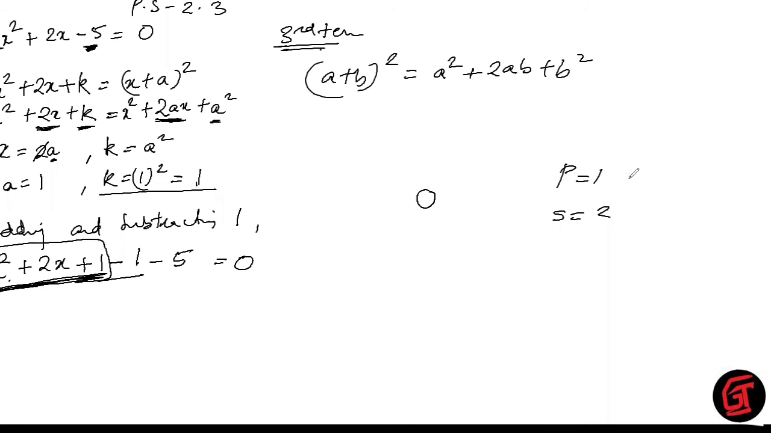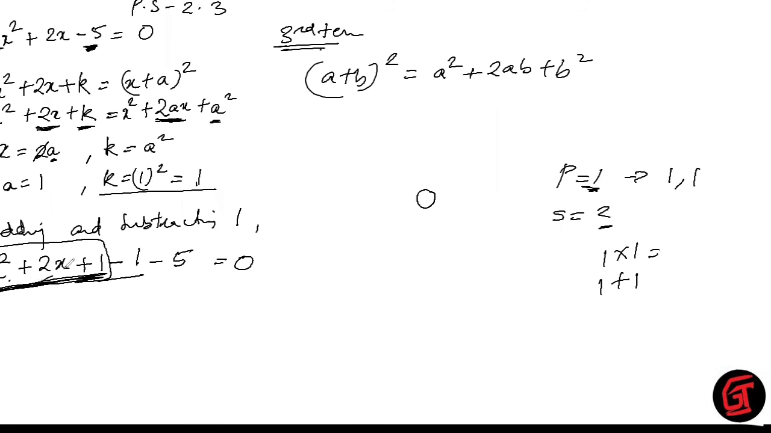We can think of two numbers. When we add or subtract, we should get 2, and when we multiply, we should get 1. What are those numbers? 1 and 1. 1 multiplied by 1 is equal to 1, and 1 plus 1 is nothing but 2.